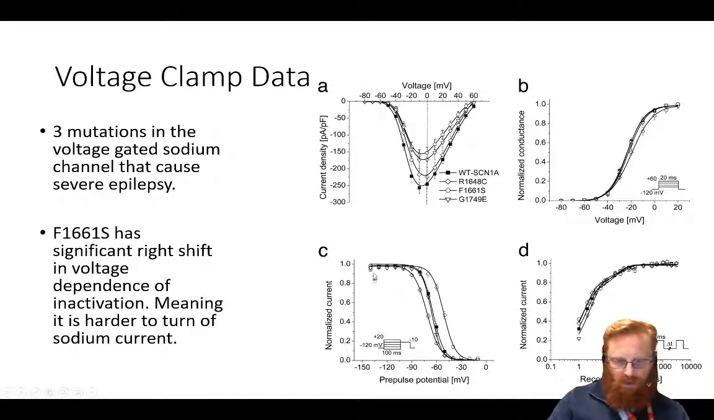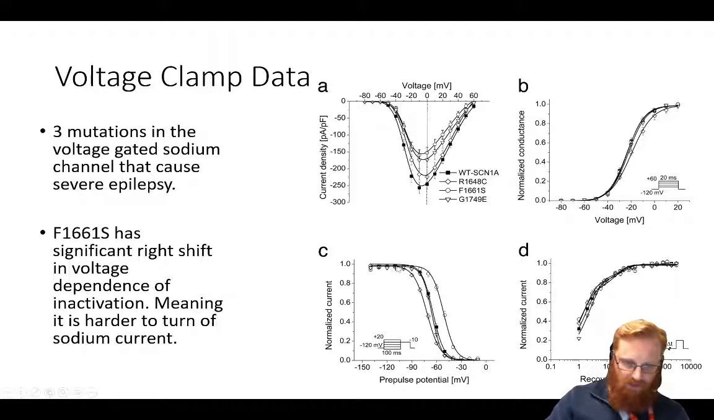So this is a voltage dependence of inactivation curve. Here you can see the little protocol that you have to sit and stare at for a while to figure out what's going on. But they hold the cell at some potential, they'll step it down to minus 120 millivolts for 100 milliseconds, or step it all the way up to positive 20 for 100 milliseconds, and then do a step to minus 10 to try and evoke a sodium current.